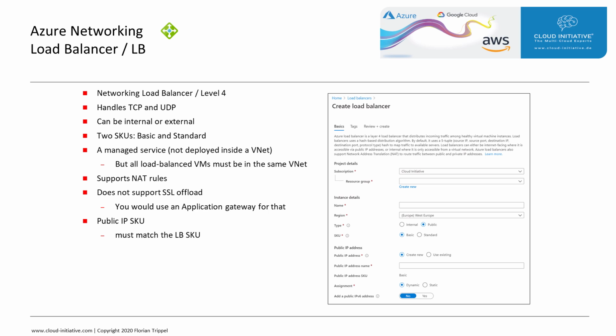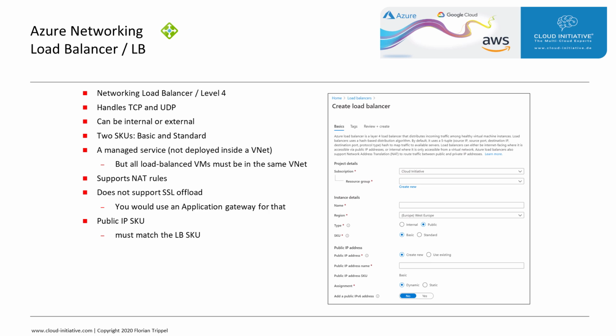Azure Load Balancer is an OSI level 4 load balancer that can load balance TCP and UDP traffic. Load balancer can be created as either internal or external. Azure Load Balancer comes with two SKUs, Basic and Standard SKU. The Azure Load Balancer SKU must match the public IP address SKU that we are going to use with the Azure Load Balancer. So we cannot use a basic SKU load balancer with a standard SKU public IP address.